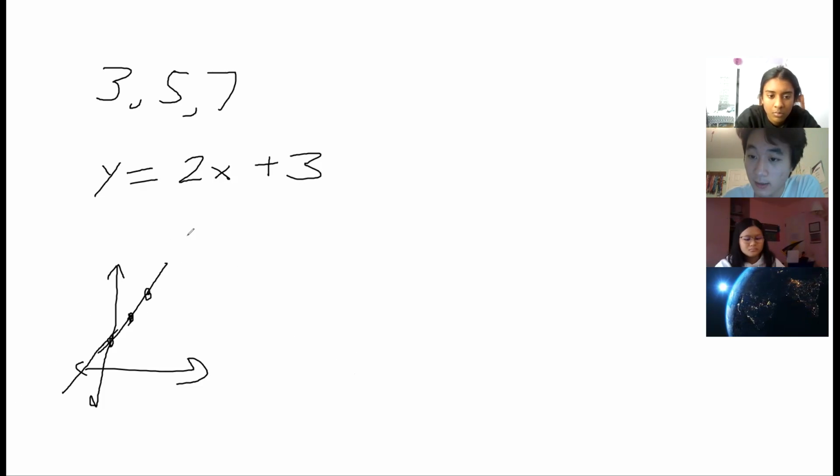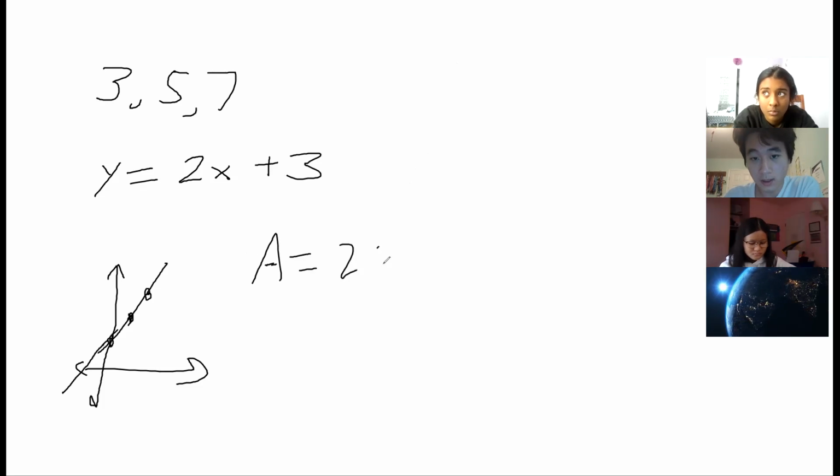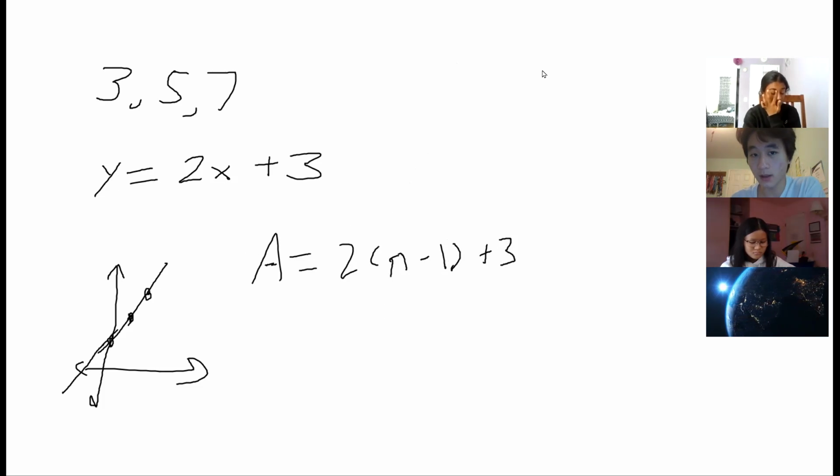But one way that lots of sequences are written is, let's use a as the number, a equals 2(n minus 1) plus 3. So this is a way to differentiate between an equation and a sequence, and that's by doing the minus 1. So you can say, oh, first term, that's n equals 1, and you still get the right number, which is 3. Are there any questions?